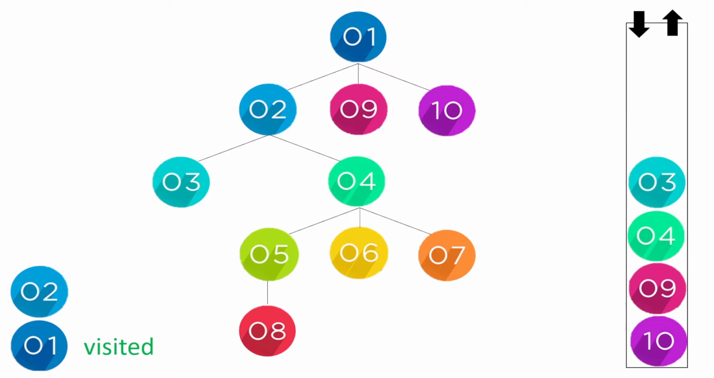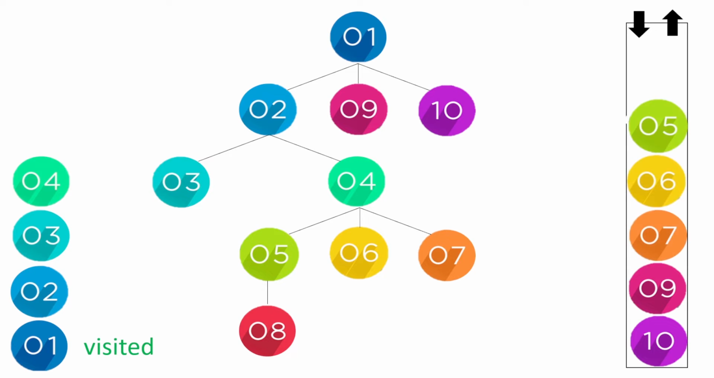Now we take out 2, it's now visited. The children were 3 and 4. They go in the stack in reverse order. So now in our stack we have 3, 4, 9 and 10. So we now visit node 3, which doesn't have any children. Then we look at node 4. Node 4 has children 5, 6 and 7. Remember, reverse order. Now we access the element with 5.